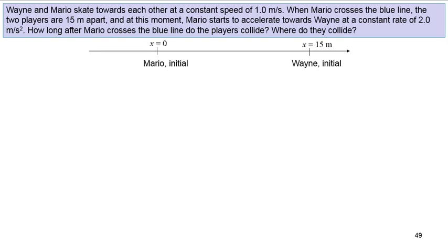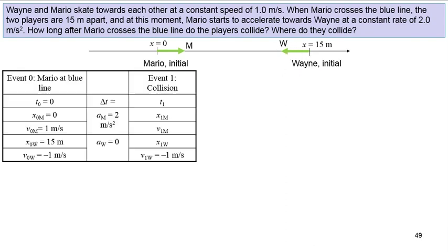So again, I'm going to start by setting up a coordinate system. I'm putting Mario initially at x equals 0 and Wayne initially at x equals 15. This is just how I set it up. Mario is going to be traveling to the right, Wayne is going to be traveling to the left. I want to make sure that I make Wayne's velocity negative since he is traveling to the left.